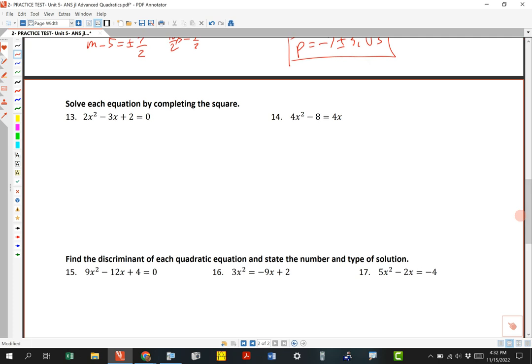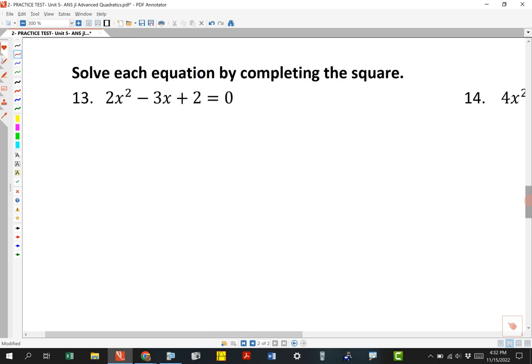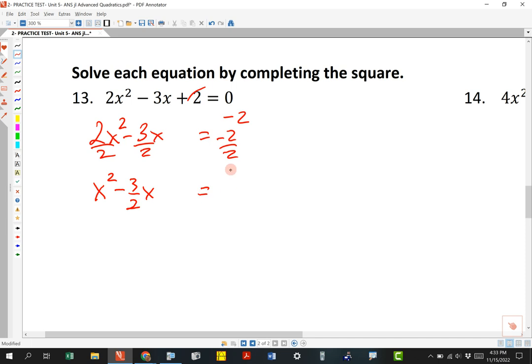We're going to solve each one by completing the square. We should be pretty good at this by now because we did the quadratic formula. So we'll take a look here. I'm going to save room to complete the square here by moving the 2 to the other side. So I have 2x squared minus 3x equals negative 2. We're going to divide everything by 2, all the terms on both sides. So I get x squared minus 3 halves x, and over on the other side, this is just going to be a negative 1 right there.